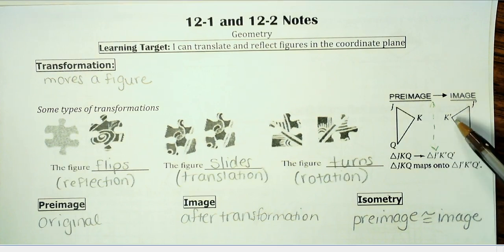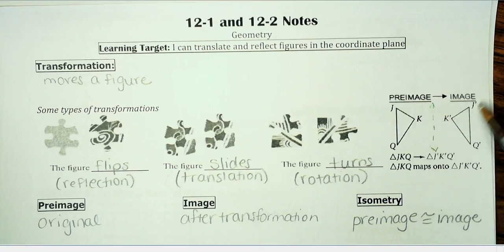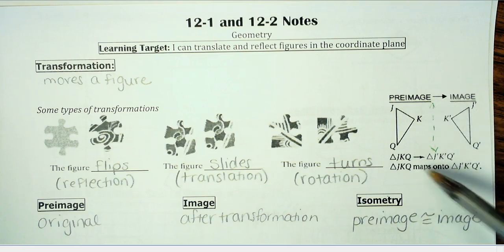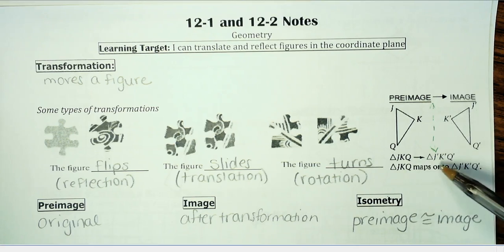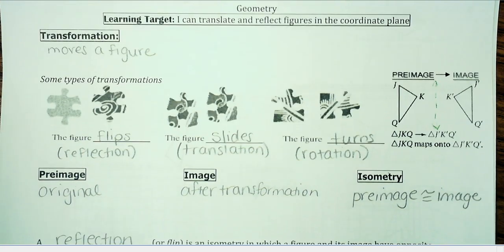The image is what happens after you do the transformation. So the image is going to have primes in it. So this is K, this is K prime, this is J, this is J prime. It almost looks like a little exponent of a 1, but it's called a prime. So it's just a reflection over this line here for this little example. This just says triangle JKQ is going to be transformed into J prime, K prime, Q prime. JKQ maps onto that.